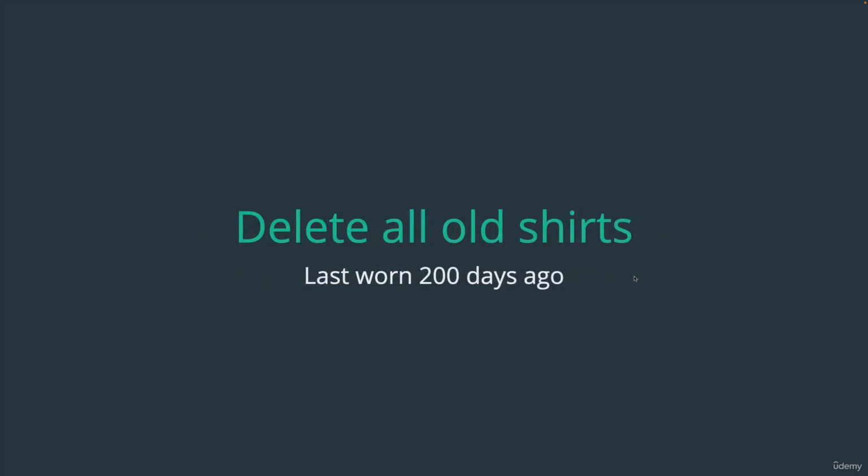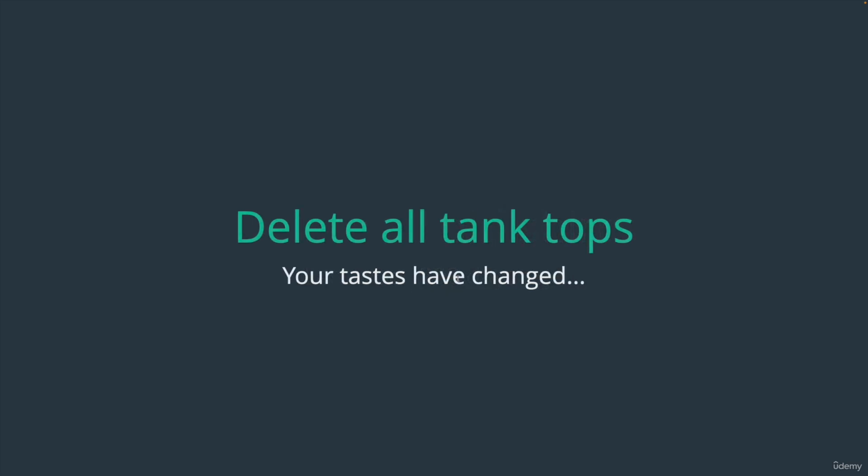Very important stuff. Now we move on to deletion. Delete all the old shirts, which we'll say is any shirt that was last worn exactly 200 days ago. And then delete all the tank tops. Our tastes have changed. We're now a 50-year-old man. It's not a good look to be wearing a tank top around town, which, if you do, I'm sure you pull it off. But in my hypothetical, 50-year-old man does not pull it off. So we're deleting all tank tops.